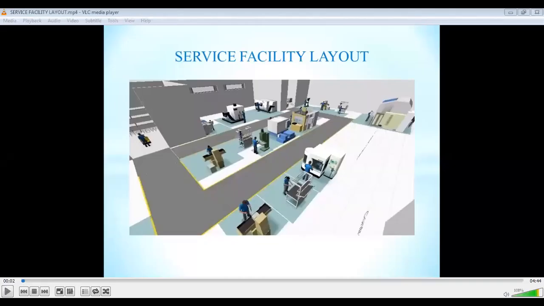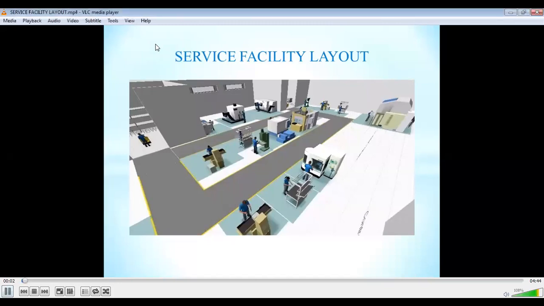Everyone, I'm Dr. Visava. This is a video of the service facility layout. I told you about layout, how an industry works on the basis of MRP and layout, and how a good service layout facility exists inside a good industry. You can see in this video.